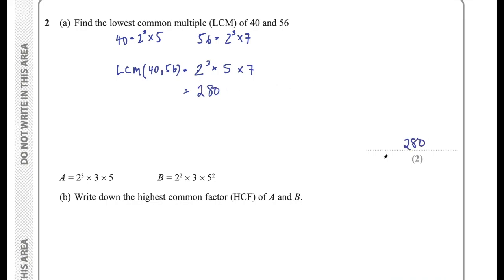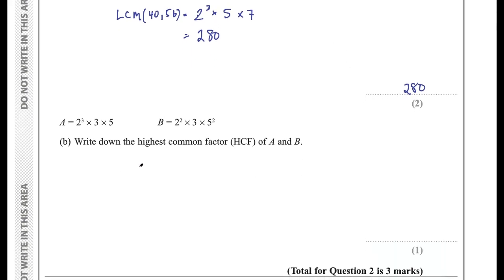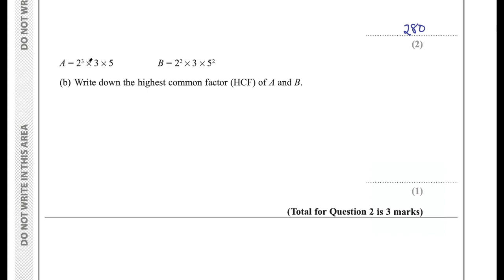280 is our lowest common multiple. Okay, on to part B. Part B says A equals 2 cubed multiplied by 3 multiplied by 5, and B equals 2 squared multiplied by 3 multiplied by 5 squared. Write down the highest common factor of A and B.